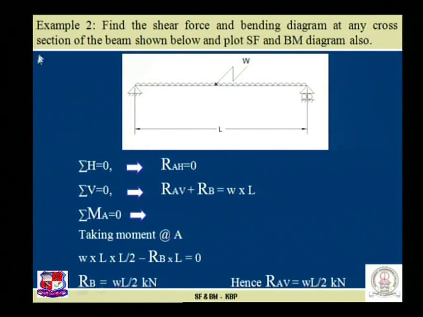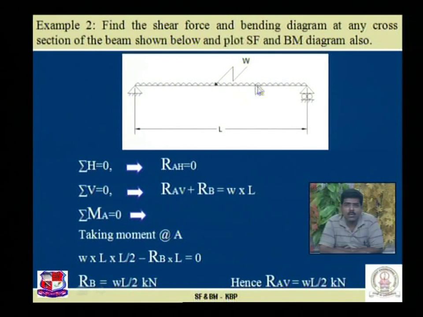Problem number 2. Find the shear force and bending moment diagram at any cross section of the beam. The given beam is a simply supported beam. One end is a hinge, the other end is a roller, subjected to UDL of W kilonewton per meter throughout the length of the beam, L.